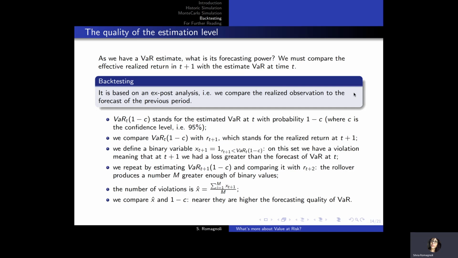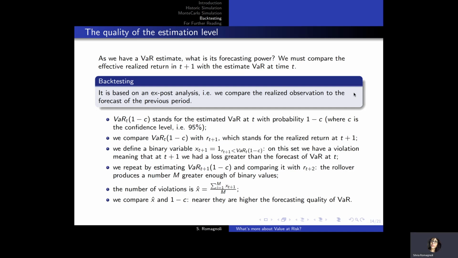We repeat by estimating the value at risk at time t plus 1 and comparing it with the realized return at time t plus 2. The rollover produces a number M, capital M, large enough of binary values. This way, we are able to evaluate the number of violations, which is defined as x cap, which is the mean of the binary random variable. Finally, we compare x cap and 1 minus C.